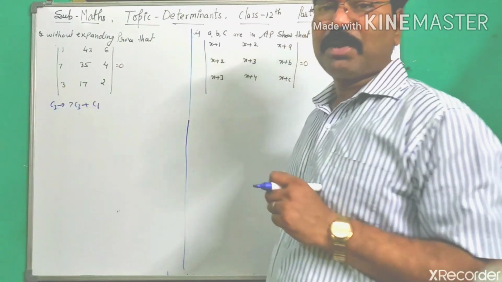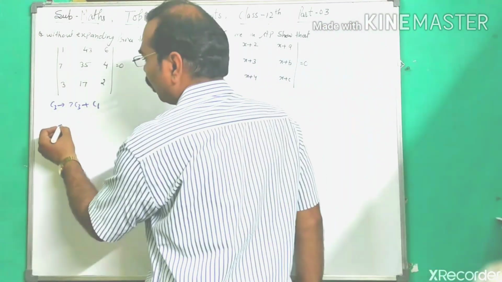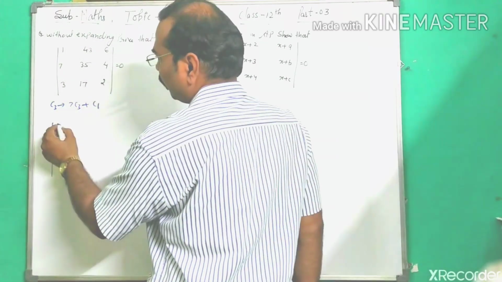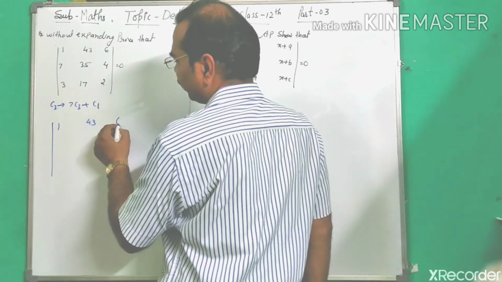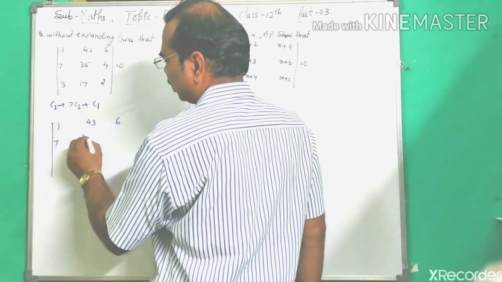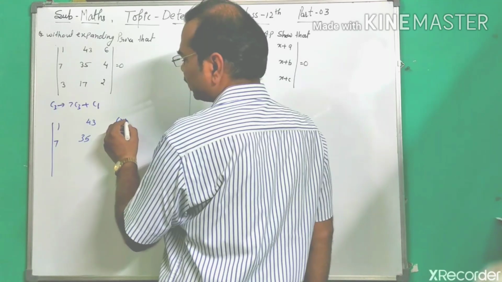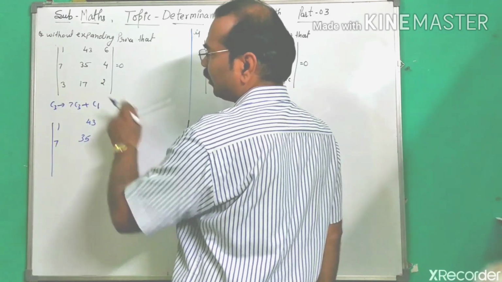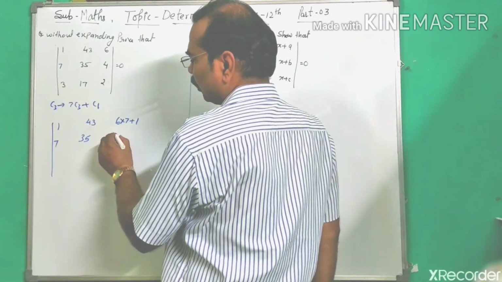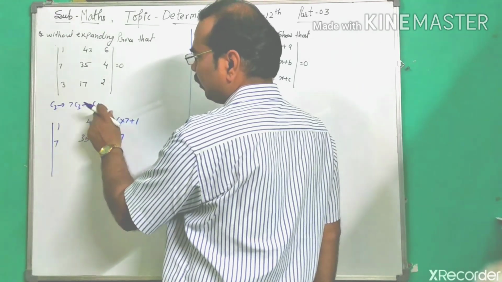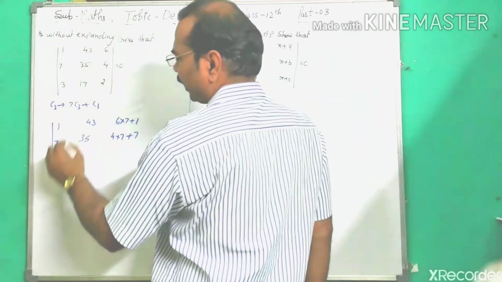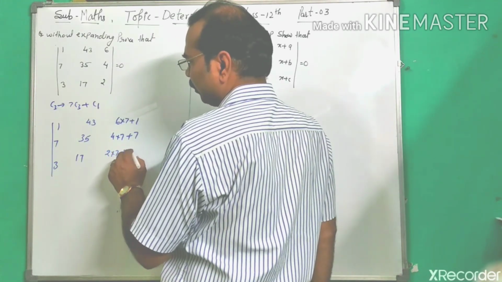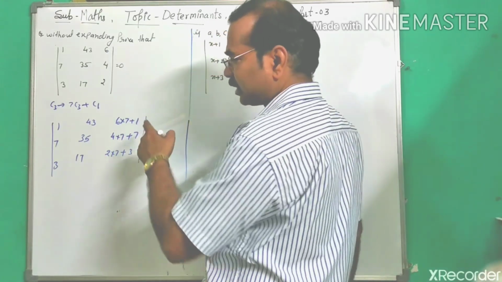Okay, so now two columns are equal. Did you get it? Yes, students. So now 7C3 plus C1 means 1, 43, 6, 7, 35, 6 into 7 plus 1. 7C3, 6 into 7 plus C1. C1 value is 1. 7, 35, 4 into 7 plus 7. Again 3, 70, 2 into 7 plus 3. Okay, students, you understand? Okay.